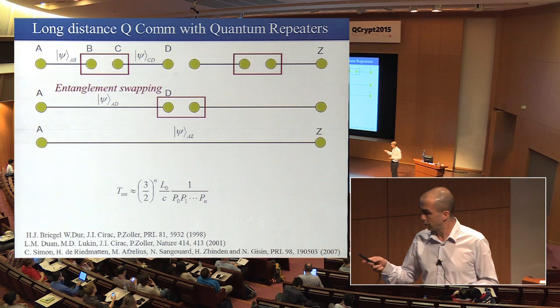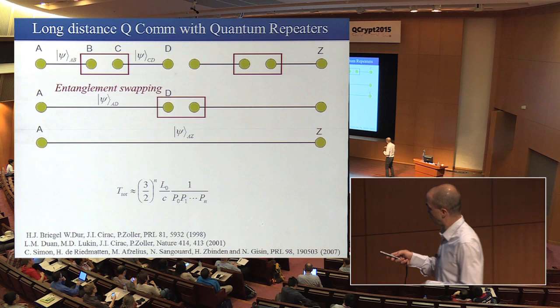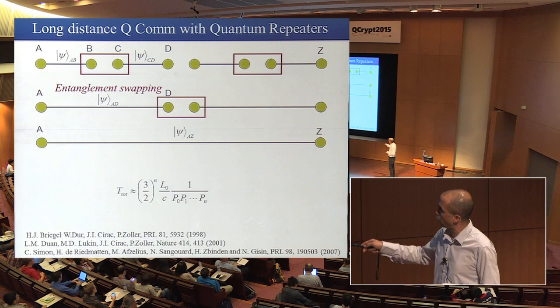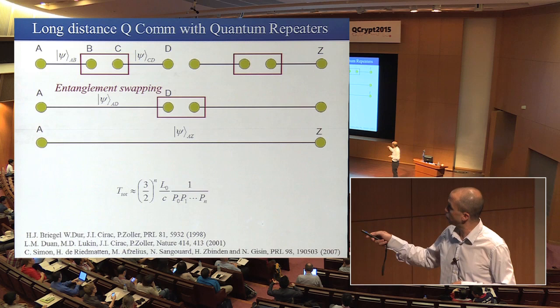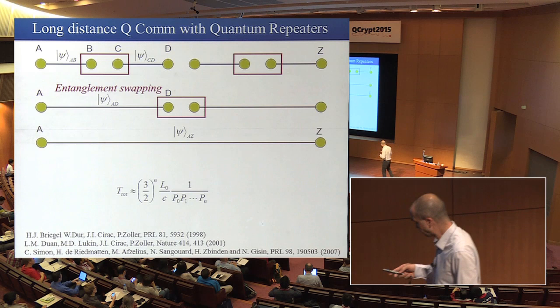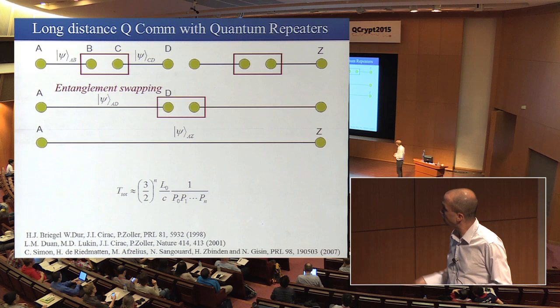You can already see here another of the possible limitations is this time, which is L0 over c here, which is basically given by the fact that you need to have this heralding signal telling you when the initial links are entangled. I will come back to this later in more detail to see these limitations.